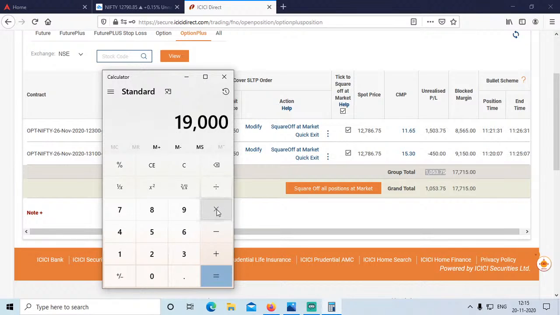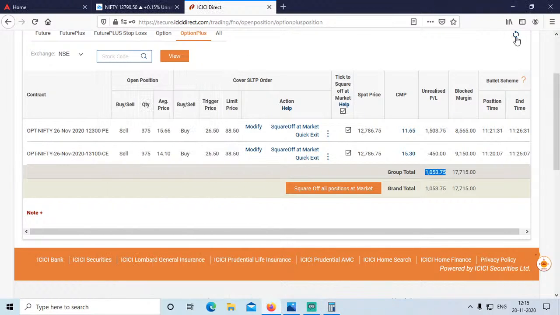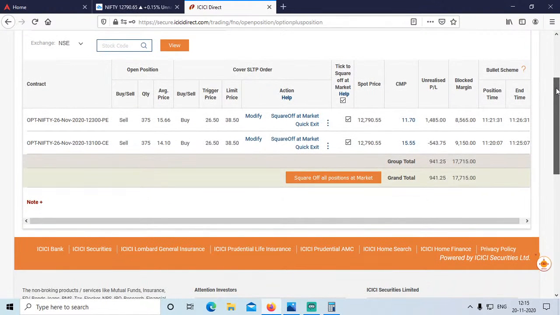Now if you check the profit around 6%, it is coming around 1,140. So we are close to 6% profit as of now. The profit fluctuates between 940 and 1,000 rupees.